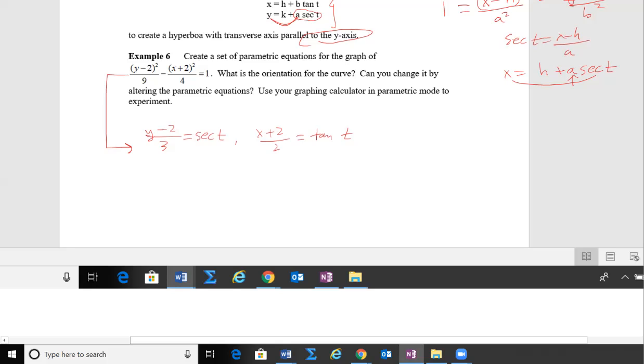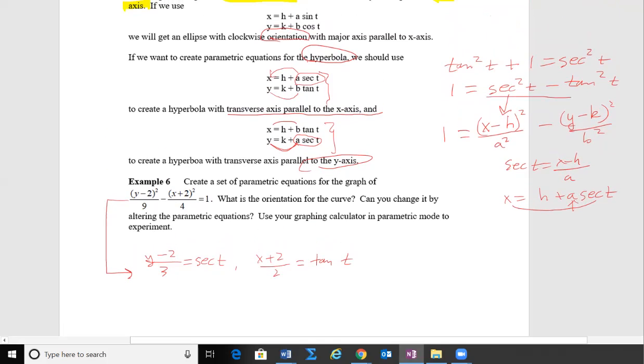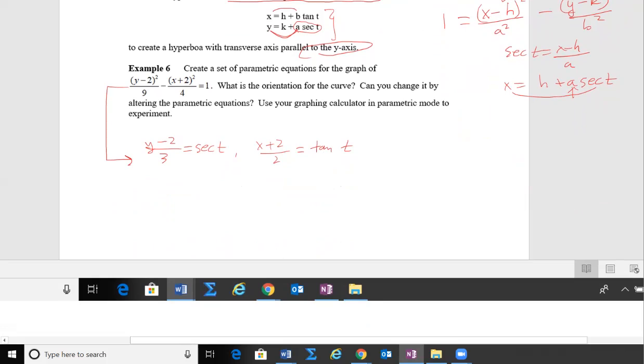then notice by squaring and subtracting, you would have this result here, which automatically gives you that 1, and that would give you this equation. So by subtracting the tangent squared from the secant squared, you would get the 1. You'd have your equation. So this is your form then. Solving this for y, you would have 2 plus 3 secant t, and here x would be negative 2 plus 2 tangent t.